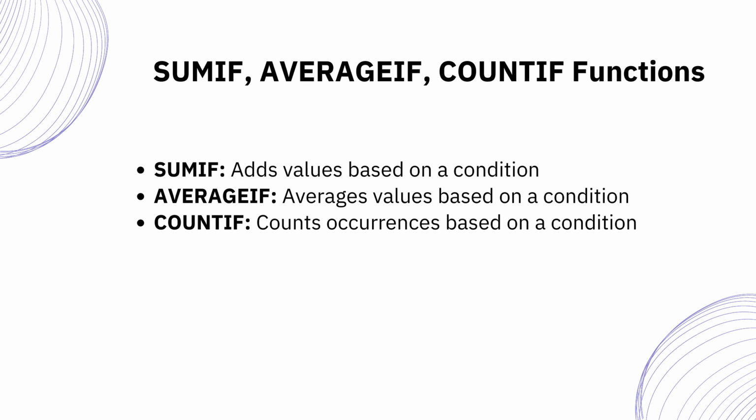SUMIF adds values that meet a specific condition. AVERAGEIF calculates the average of values that meet a condition, and COUNTIF counts how many times a condition is met. SUMIF, AVERAGEIF, and COUNTIF allow you to summarize data quickly, focusing only on values that meet specific criteria.